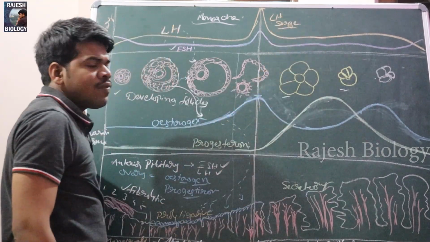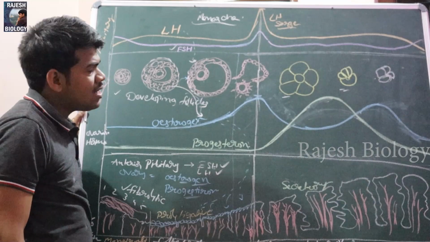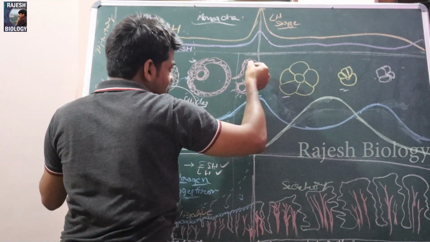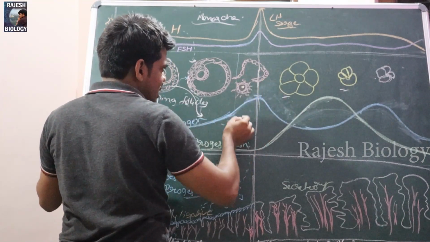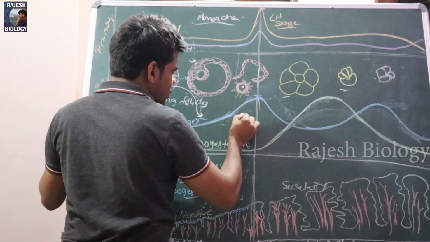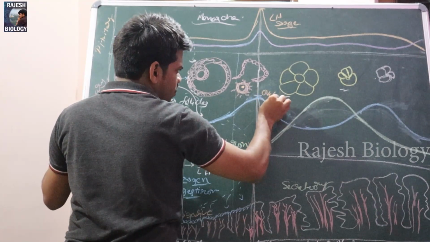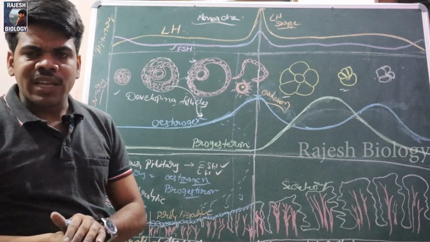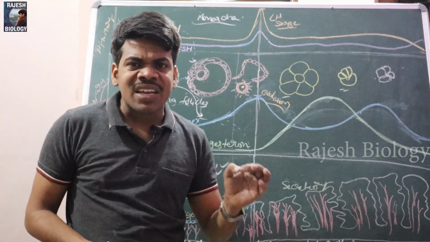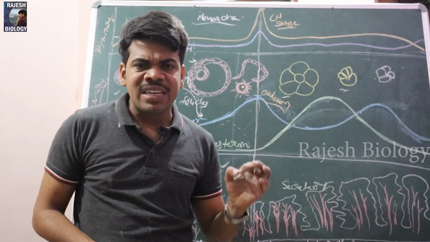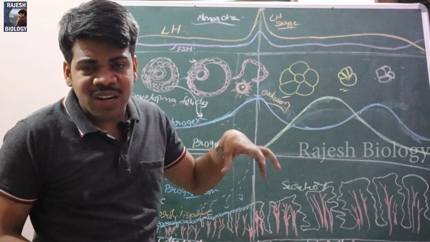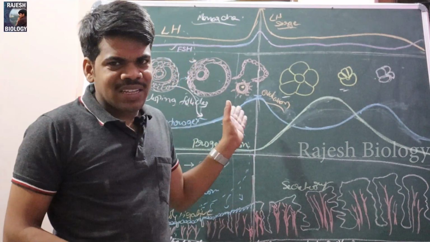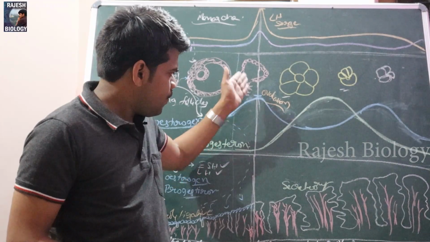The rapid secretion of the LH hormone is called what? LH surge. Due to the LH surge, this follicle is going to rupture and the ovum is released. The releasing of ova is called ovulation. The releasing of ova is called what? Ovulation. Why does ovulation take place? Due to the rapid secretion of LH. The increased LH hormone stimulates the Graafian follicle to rupture and release the ovum. So the LH surge results in the ovulation process.